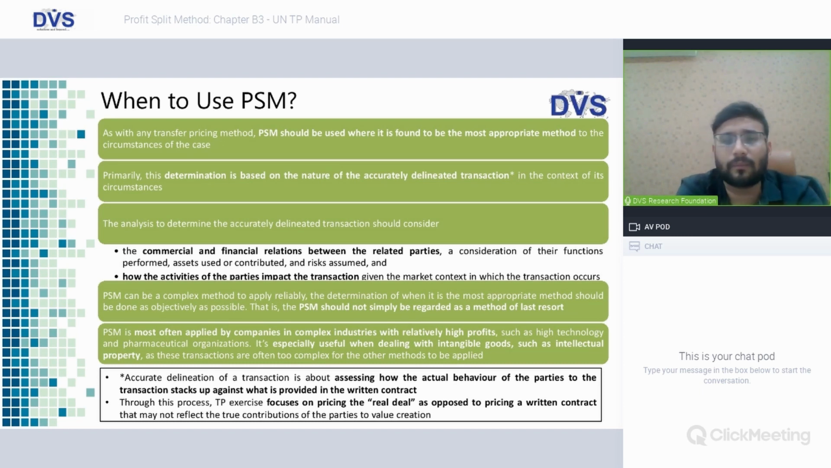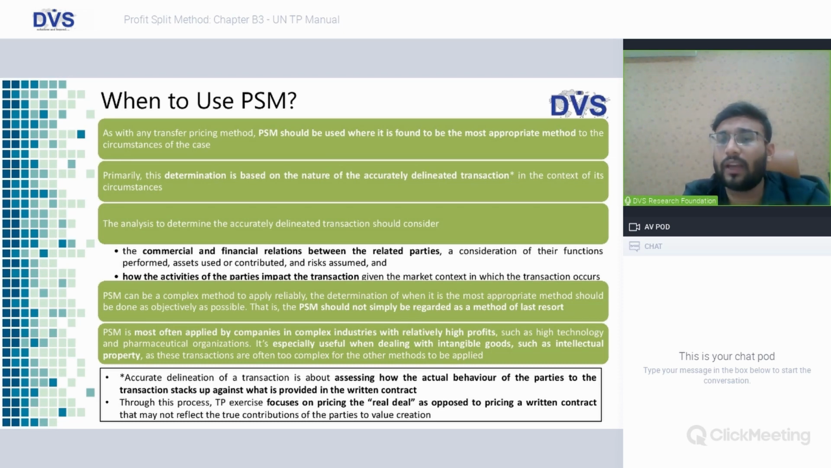On the contrary, where the transactions are very simple and similar, where they can be justified with CUP or CPM or TNMM, there the PSM may not have its relevance. Primarily, this determination is based on the nature of the accurately delineated transaction in the context of the circumstances. What is the accurately delineated transaction, friends?